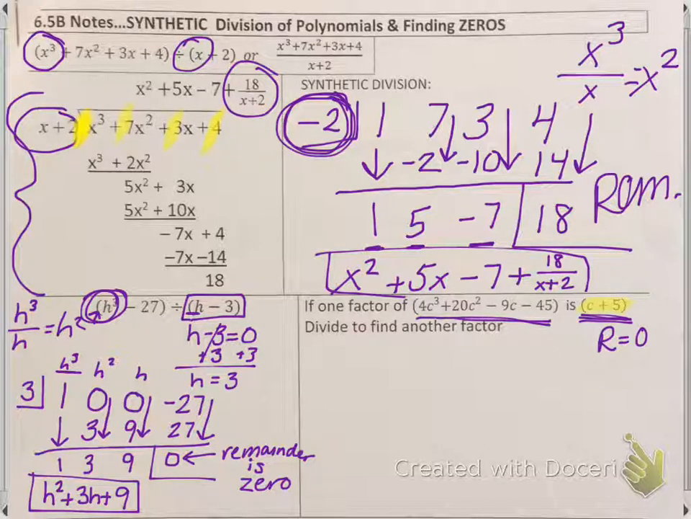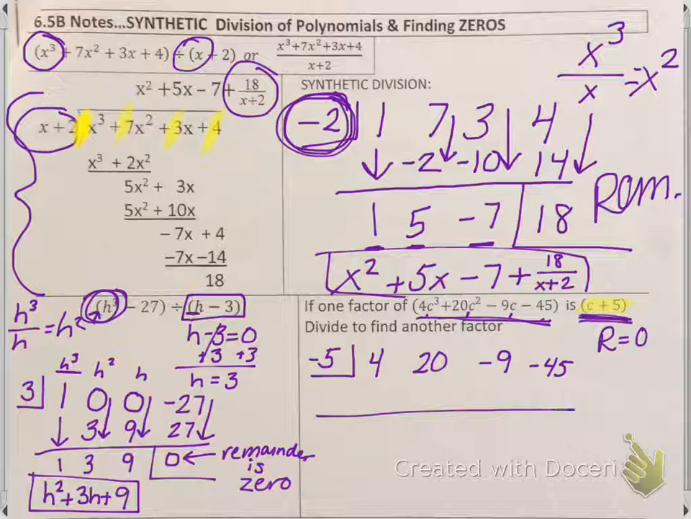Okay? So, if c plus 5 is a factor, what is my box number? My box number would be negative 5. Hopefully you're getting the hang of that now. And my coefficients, let's see, c to the third, c squared, c, and then my constant. I don't have any missing terms to worry about. So I'm going to put the 4, the 20, the negative 9, and negative 45. And let's do our synthetic division.